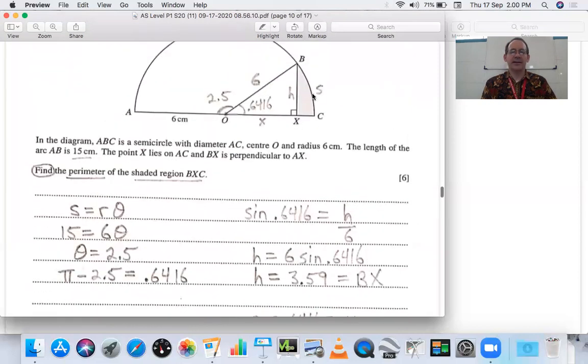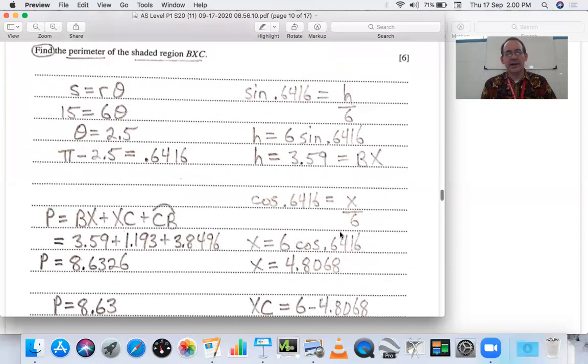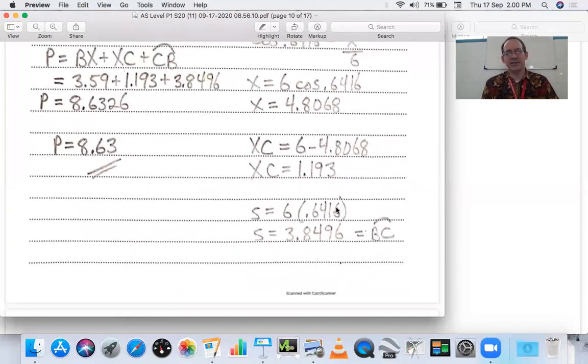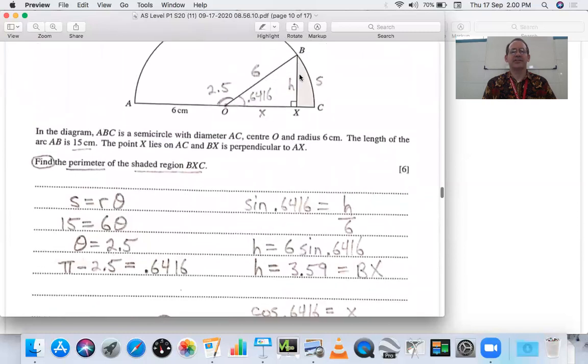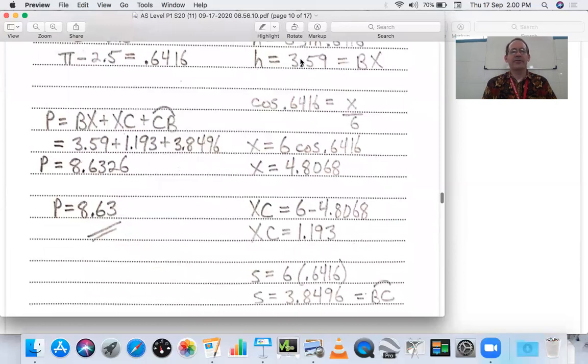Now we need to find the arc length, and since we've already found the angle and we have the radius, we can calculate the arc length pretty easily. Radius times theta, the angle measurement, and we get 3.8496, which is arc BC. So perimeter is just adding those three sections together, BX, XC, and CB. And we have our numbers, 3.59, 1.193, and 3.8496. And they add up to 8.6326, or 8.63 to 3 significant figures.